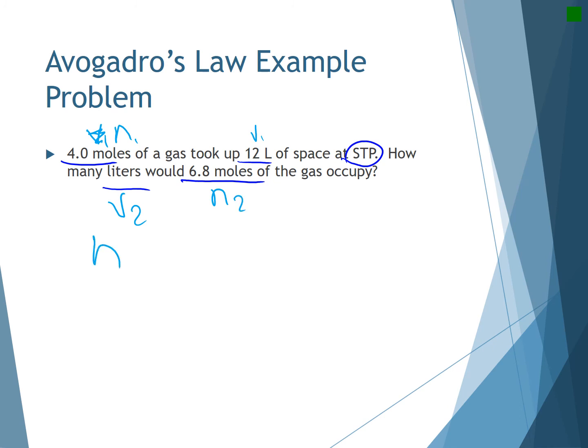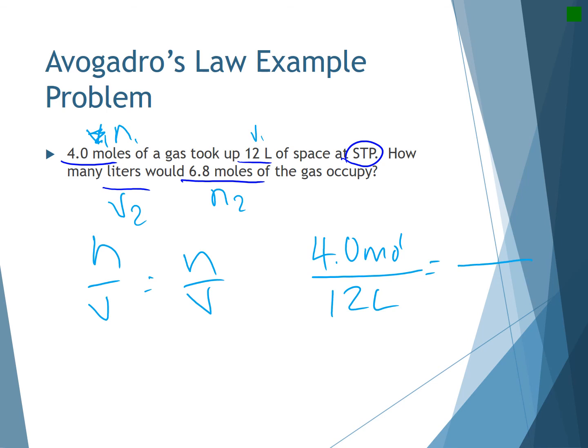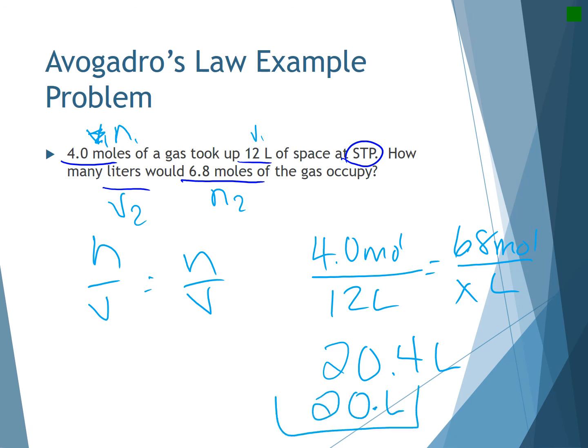So what are we going to do? The formula is N over V equals N over V. So we're going to put 4.0 moles over 12 liters, and that equals 6.8 moles over X liters. When you cross multiply, you end up with 20.4 liters. Rounded to 2 sig figs, you would end up with 20. liters of gas.